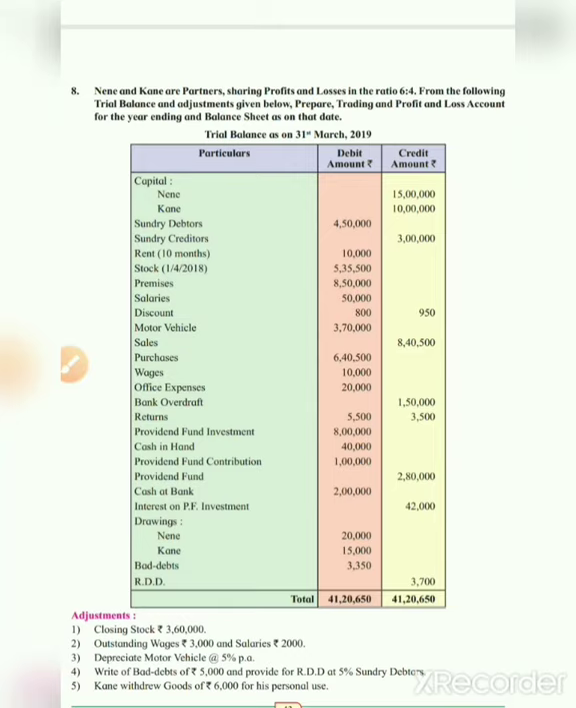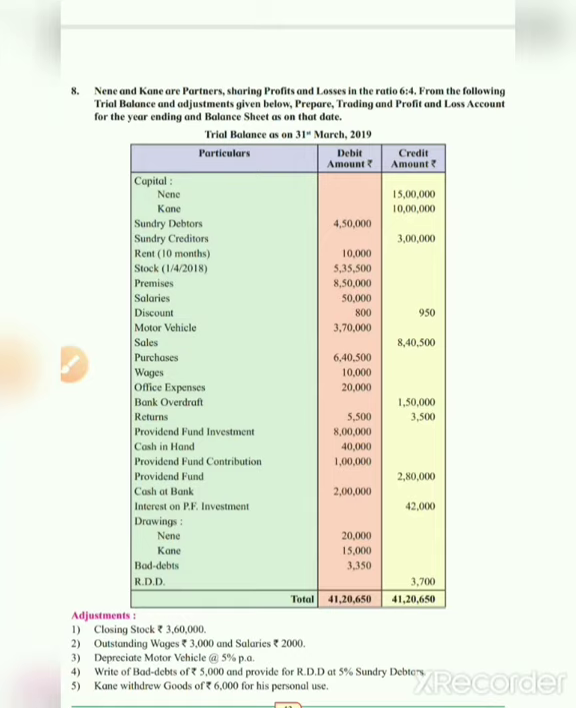Third adjustment, depreciate motor vehicle at 5% per annum. See, on asset side we have written the motor vehicle by rupees 3,70,000. Charge its 5% depreciation, that means 5% of 3,70,000. 18,500 is our depreciation. So this depreciation will be deducted from motor vehicle and second effect will be written on debit side of profit and loss account.